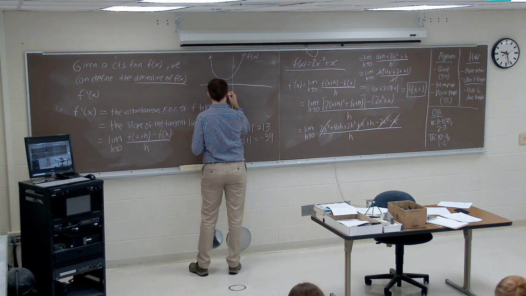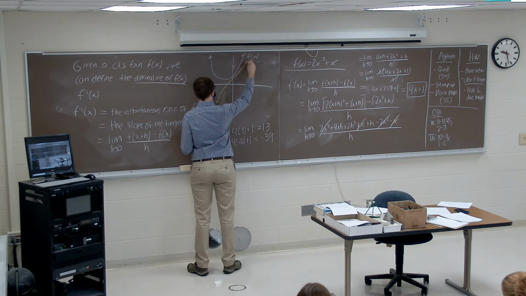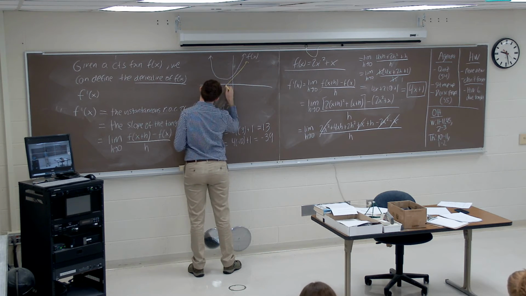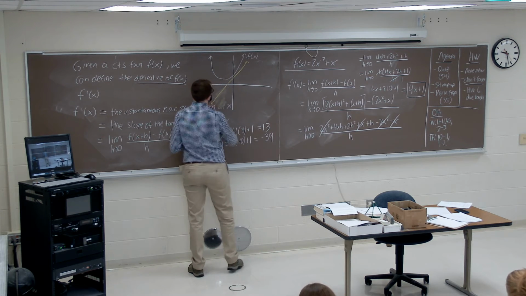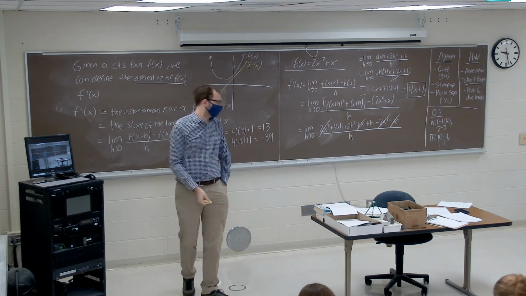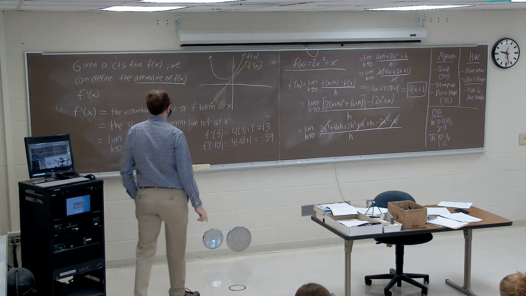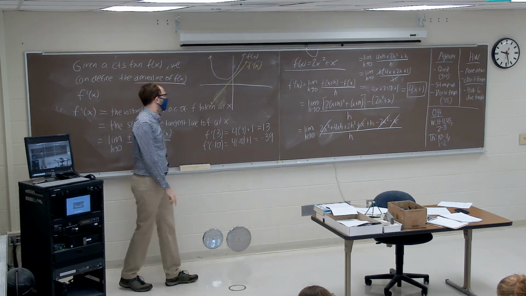I have to exaggerate this a little bit. Dr. Burstel can draw straight lines. So our f prime of x is going to look something like this.